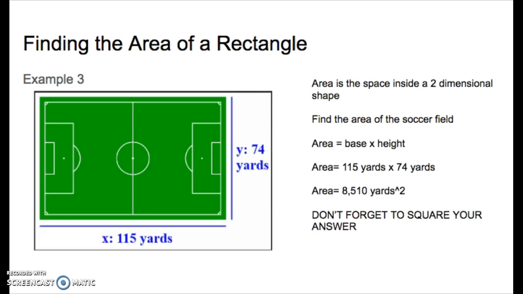And for our third example, we are going to find the area within this two-dimensional shape of a soccer field. We see here that the numbers are larger, so we have to be careful when we multiply. We see that the base is x here, which is 115 yards, and then our height is y, which is 74 yards. So we simply multiply the base times the height, 115 yards times 74 yards, and then we get 8,510 yards squared.